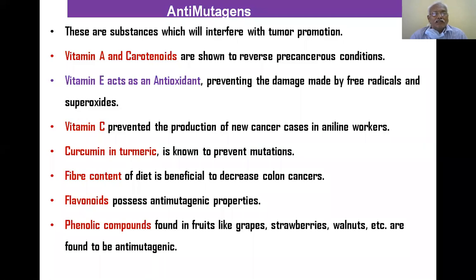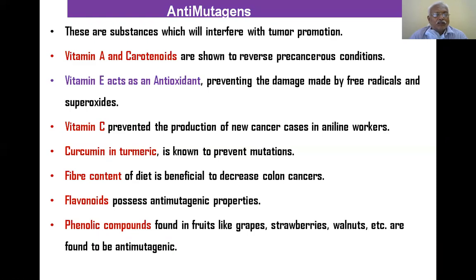Then curcumin, that is turmeric. The turmeric contains curcumin, so it prevents mutations. And fiber contained in the diet, soluble fiber, insoluble fiber, all these things have a beneficial effect to decrease colon cancers. That's why when we migrate to foreign countries, we don't eat anything with fiber there. We eat everything ready-made. And the people living there for 3 to 5 years will develop colonic cancers and come back to India to die peacefully on the Indian continent, Mother India.